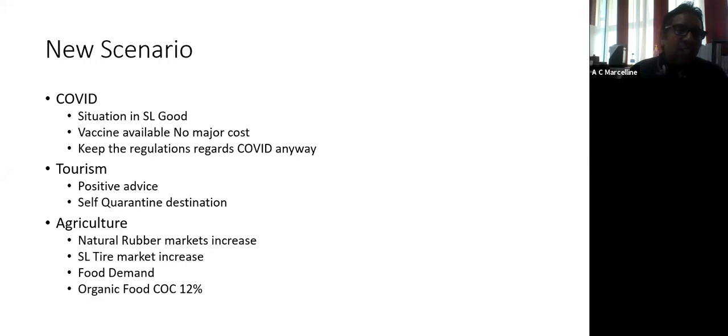Tourism, again, positive advice, right? And Sri Lanka, according to the case study, is being targeted as a self-quarantine destination, right? So anybody who would want to travel could travel to Sri Lanka and relax in a hotel with self-quarantine facilities. But people misunderstood this, thinking that they could walk about in the hotel. No, they can't walk about in the hotel. Okay, they have to be inside their room. So I don't know who wants to come for 14 days to stay inside the room.